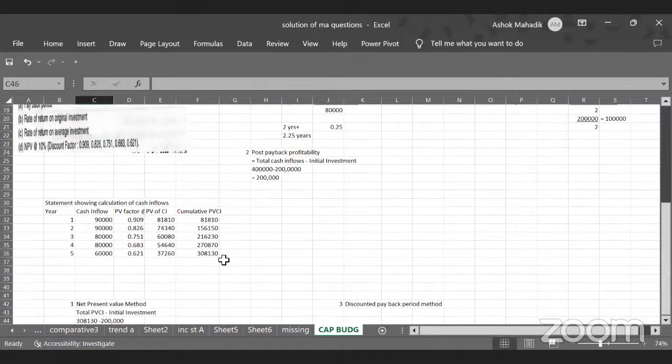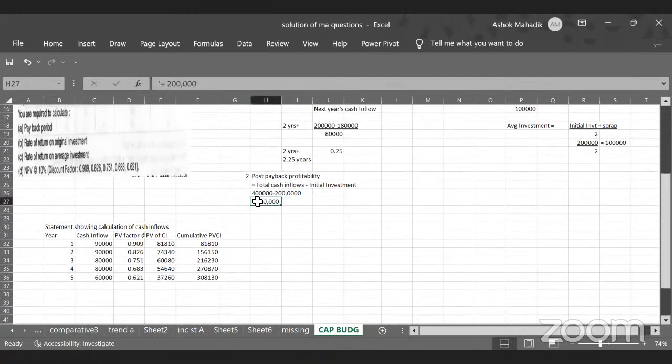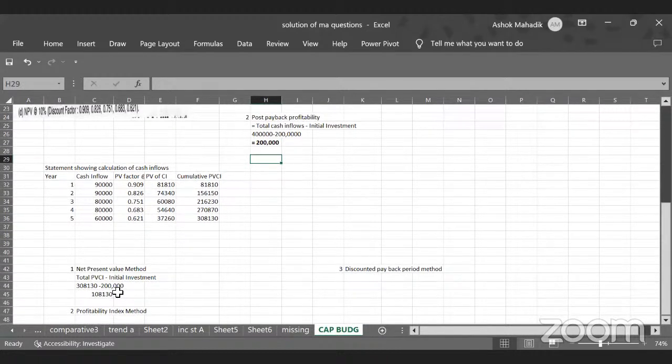Okay. See, in the previous method, post payback profitability, you had 2 lakh as your surplus. But in reality, if you consider depreciation, the real surplus is only 1,08,000. Clear?